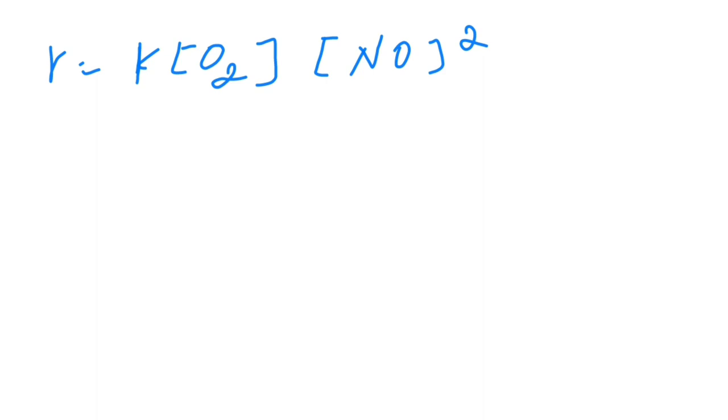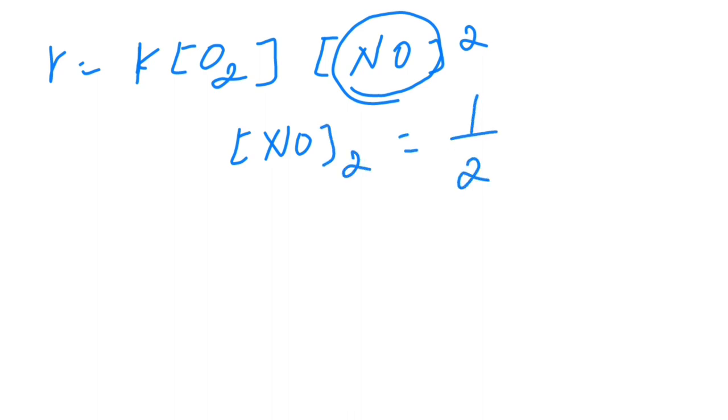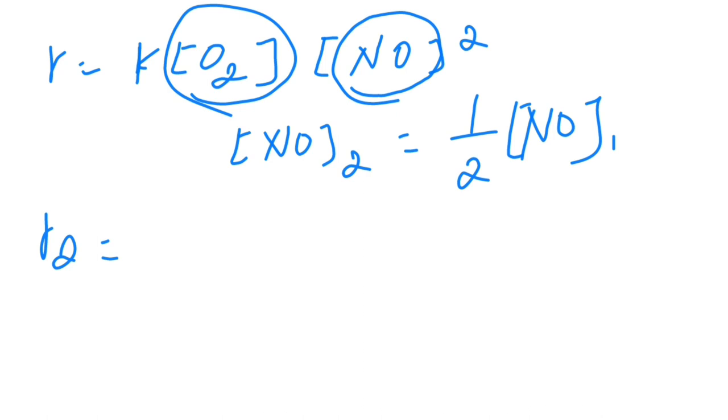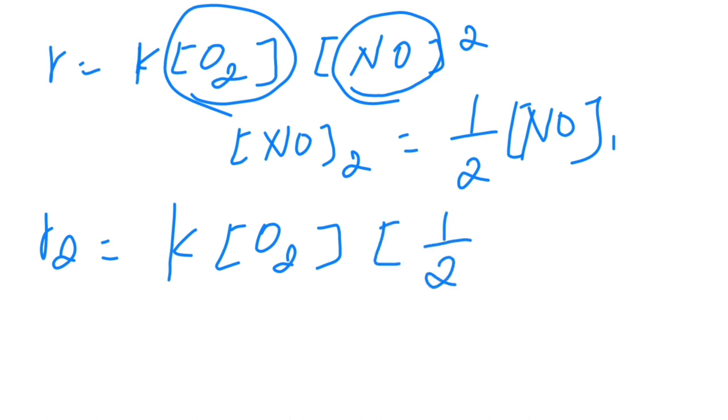After that, if rate 2 is NO, that means the concentration of NO 2 is one half of NO 1. Rate 2 equals K times the concentration of O2, which is constant if O is constant, times the concentration of NO.